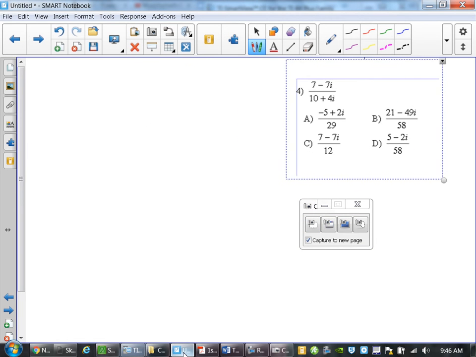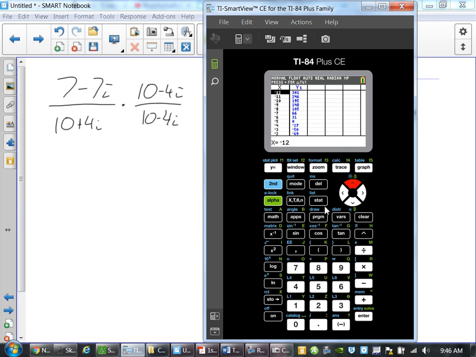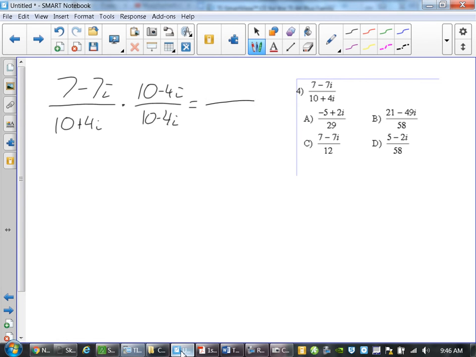So what I would do is you'd have 7 minus 7i over 10 plus 4i. Do you agree that you have to multiply top and bottom by 10 minus 4i? So what you do is you type this part in the calculator, just separately. Parentheses 10 plus 4i, parentheses 10 minus 4i, hit enter, and that gives you your denominator, 116.